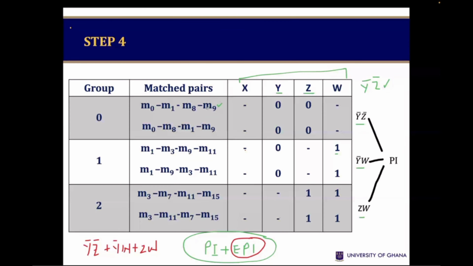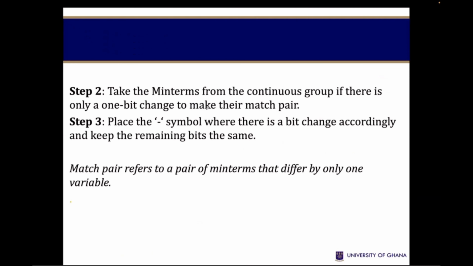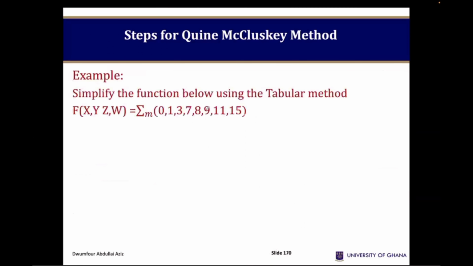But we are also given min terms from the beginning. So what are the min terms that we're given from the beginning? M0, M1, M3, M7, M8, 9, up to 15. These are the given min terms, and this is what we had.